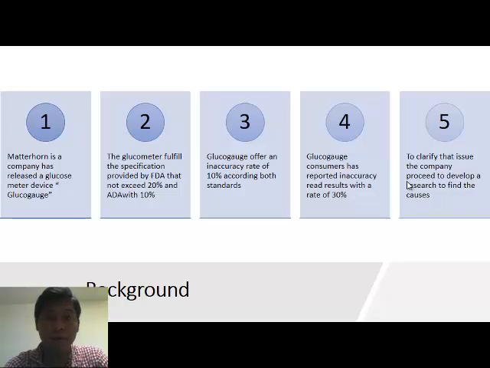Later, when they released the product to the market, they saw reports that the product had an inaccuracy rate result of 3%. That affected the officers of the company a lot. To clarify those issues, the company proceeded to develop research in order to find the causes and also to find a solution.